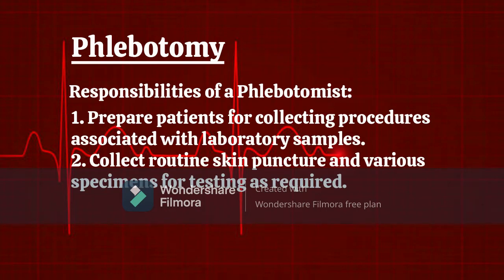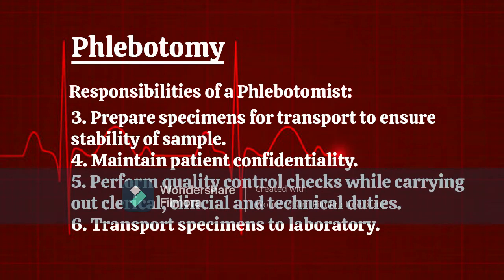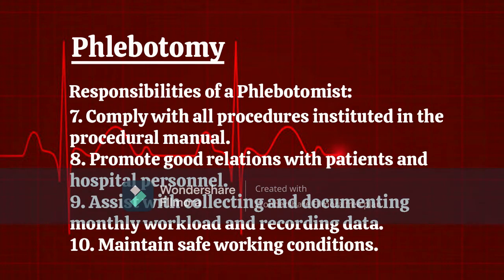Responsibilities of a phlebotomist. 1. Prepare patients for collecting procedures associated with laboratory samples. 2. Collect routine skin puncture and various specimens for testing as required. 3. Prepare specimen for transport to ensure stability of sample. 4. Maintain patient confidentiality. 5. Perform quality control checks while carrying out clerical, clinical and technical duties. 6. Transport specimens to laboratory. 7. Comply with all procedures instituted in the procedural manual.